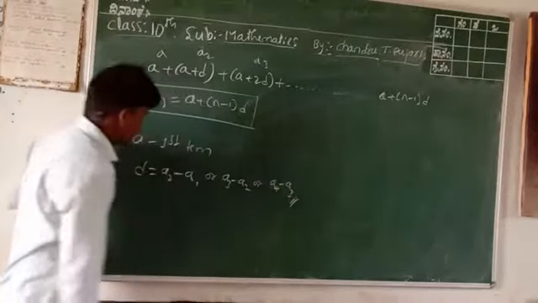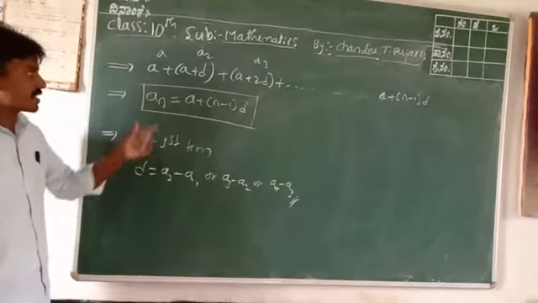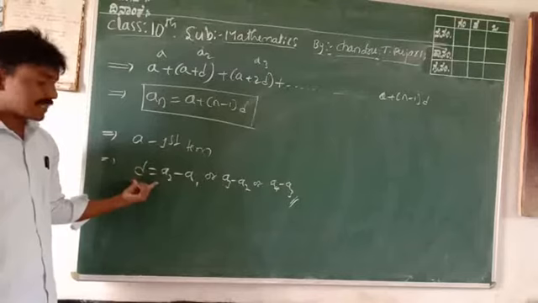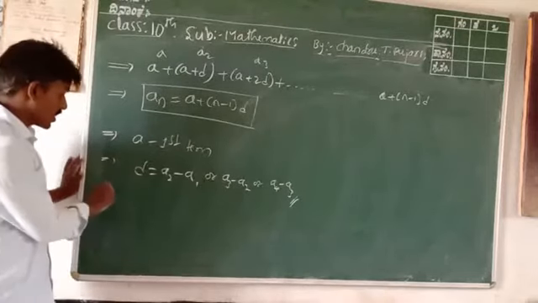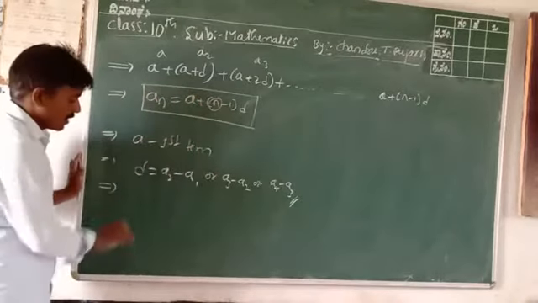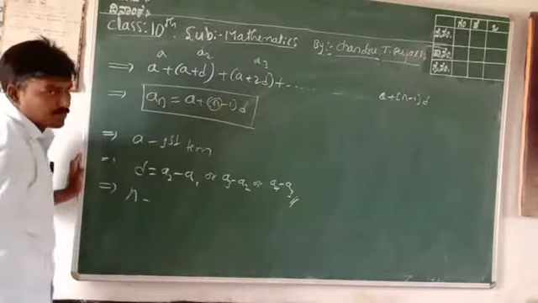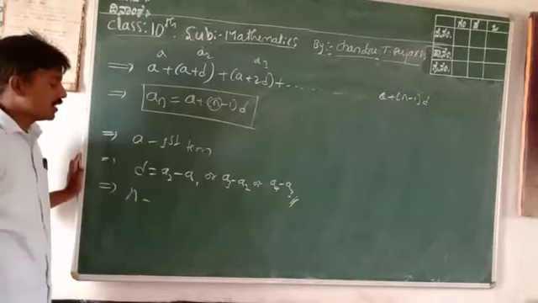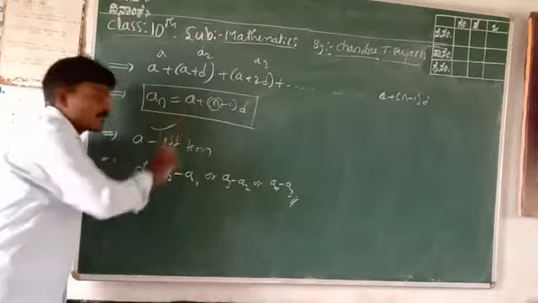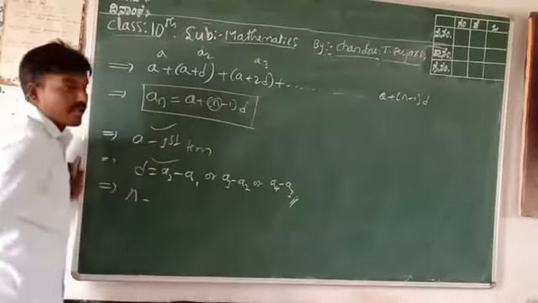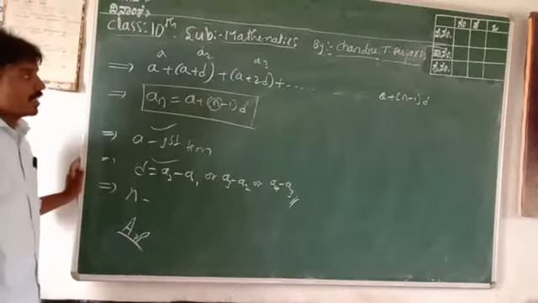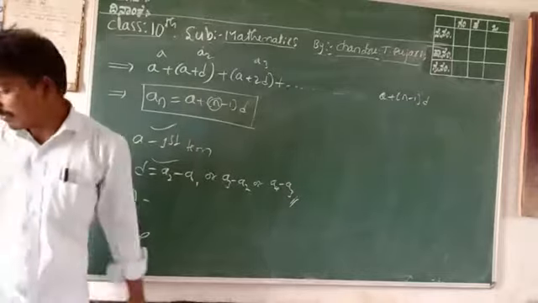You learn about all these things: the general formula, the nth term formula, the first term and second term, the common difference d, and n means the number of terms. How many terms are there? You learned all these things in your previous classes. You can find the first term, the difference, the AP, and n also. Next step.